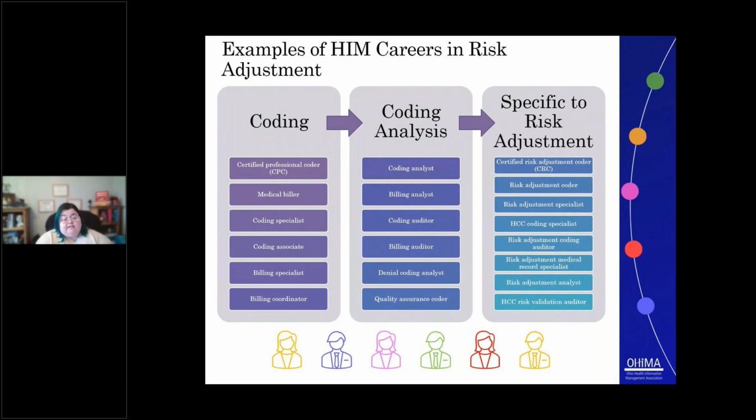Also, just to note that the specialization increases as you move horizontally from left to right here. So experience as a coder is generally a prerequisite for coding analysis positions. And experience in either coding or coding analysis is often preferred in positions specific to risk adjustment.